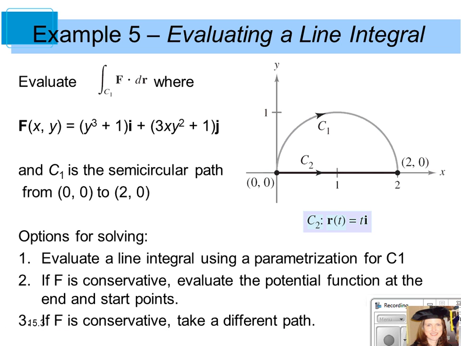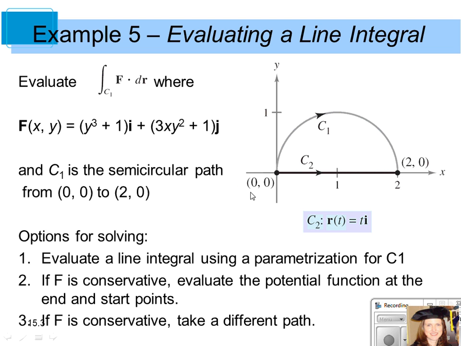Okay, in this example, we're evaluating a line integral for work where the vector field F(x,y) equals (y cubed plus 1)i plus (3xy squared plus 1)j, and the path is a semicircular path from the point (0, 0) to the point (2, 0). Now we have a few options for solving this.